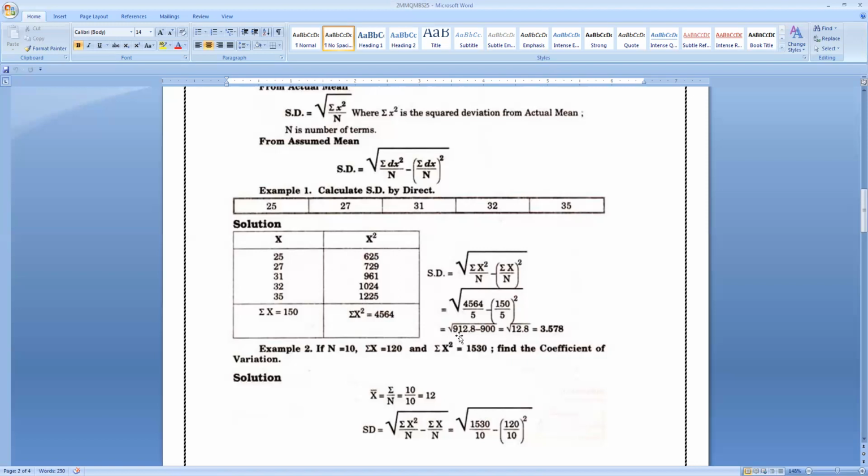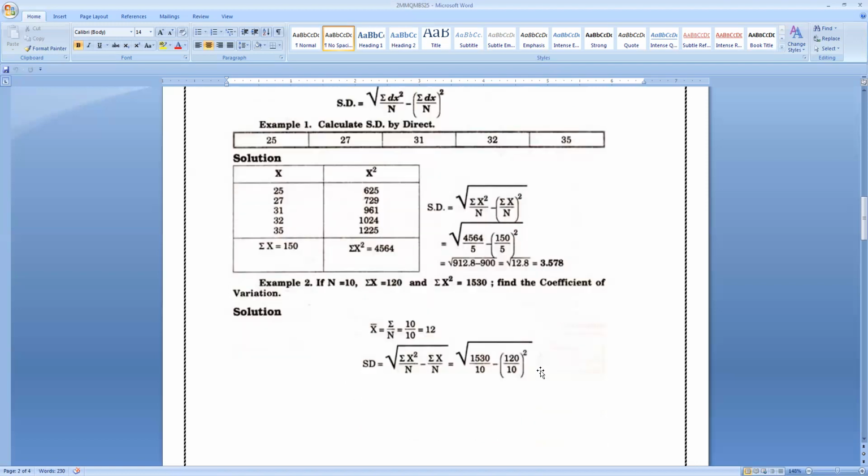Then root of, we'll have to divide 4564 by 5, and we get the value 912.8, minus, first we should divide 150 by 5. Then the value has to be squared, it will become 900. Then the difference, 912.8 minus 900, is nothing but root of 12.8. Then take the square root of 12.8, and the value of standard deviation is 3.578. So this is how we can calculate directly without taking any deviations.